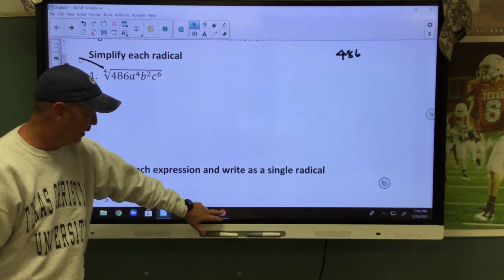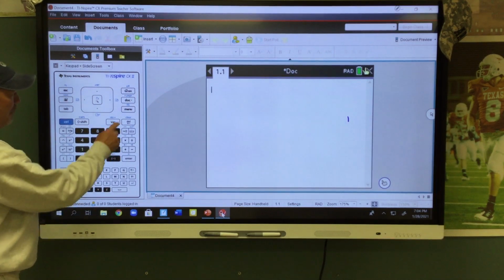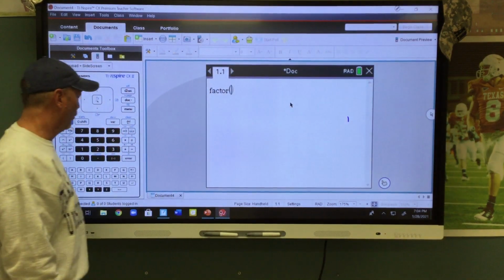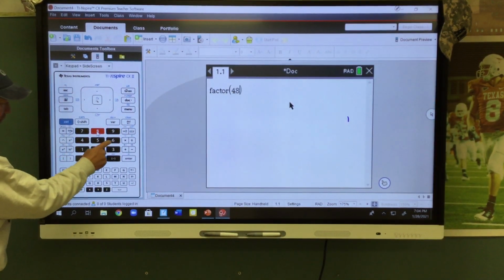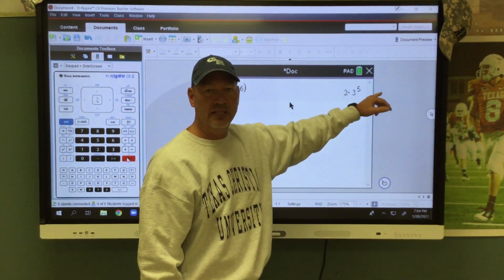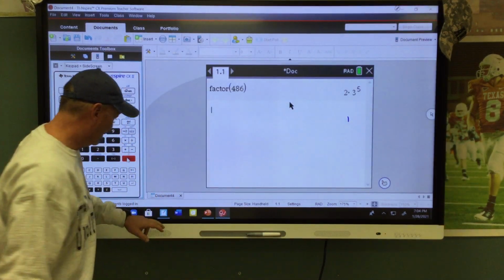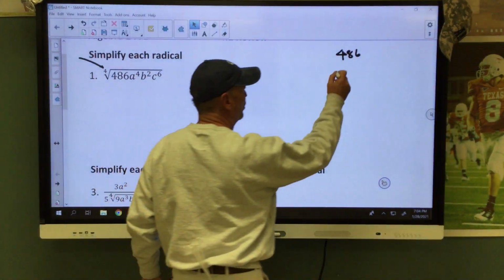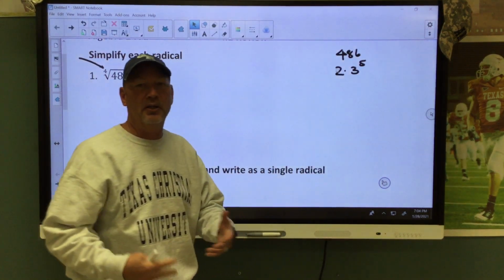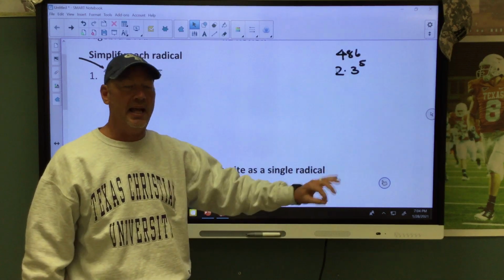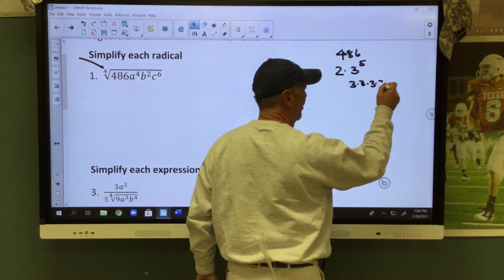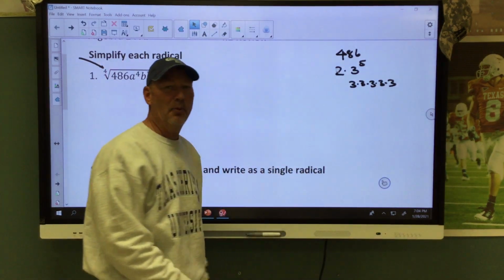So I'm going to go to my calculator, and I'm going to say menu, number, factor, and we're going to say 486. We're going to hit enter. And my factorization is going to be 2 times 3 to the 5th. So we're going to come back to this, and we're going to say this is going to be 2 times 3 to the 5th. Now, it all depends what your comfort zone is, but if you want to string that out, and if you want to say that is 1, 2, 3, 4, 5, I'm okay with that.